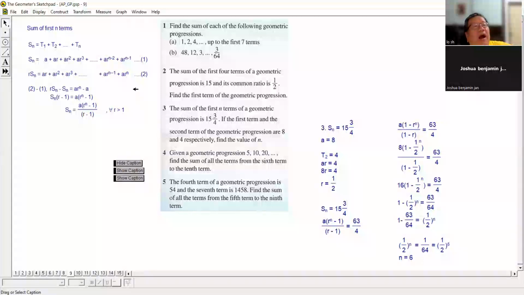Now, in this way, I found out that there are many terms in common between equation 1 and equation 2. Let us look at this AR. Is there an AR at the top? Yes. This is AR square. Is there AR square at the top? Yes. AR cube. Is there AR cube at the top in equation 1? Yes. So many of these terms are all the same, except two terms only.